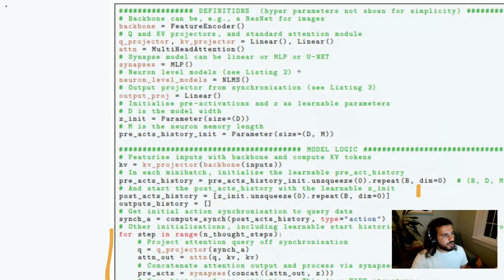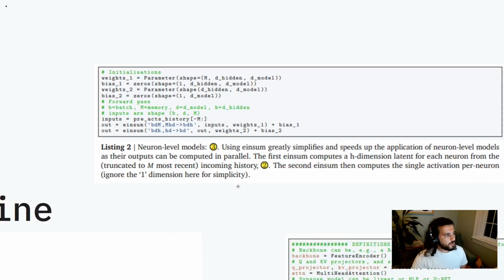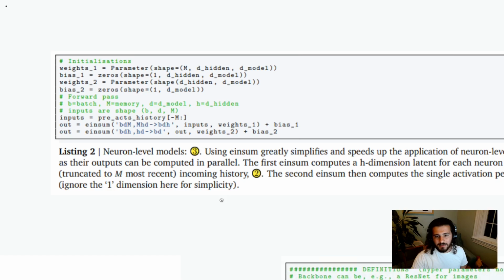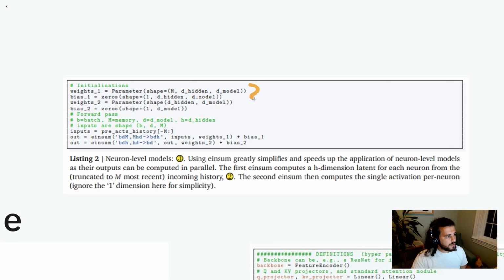So if we look at the neural level model now, it's nothing complicated. We have the parameters here, the weights and biases. So it's a 2-layer model. And then we have the inputs here, which are the pre-activation history up to a certain point, which is the memory of the model. And then we're just computing the pass through it with the biases and the weights. It's literally like 2 linear layers.